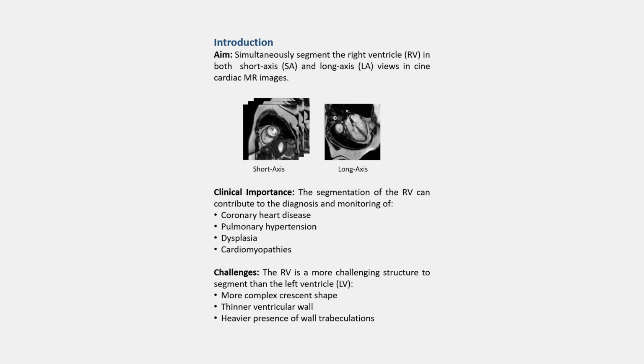As we mentioned, the right ventricle has not been studied as much as the left ventricle. One contributing factor to this is that the right ventricle is more difficult to segment by both clinicians and automated algorithms. Some of the factors that contribute to the segmentation difficulty is that its structure varies a lot more than the left ventricle from patient to patient or pathology, as it has a more complex crescent shape. Additionally, its ventricular walls are much thinner, making it more difficult to distinguish from surrounding tissue. And finally, the right ventricle has heavier presence of wall trabeculations.